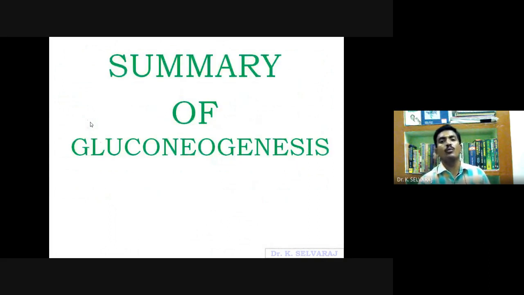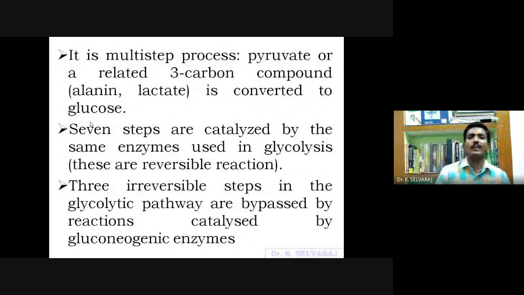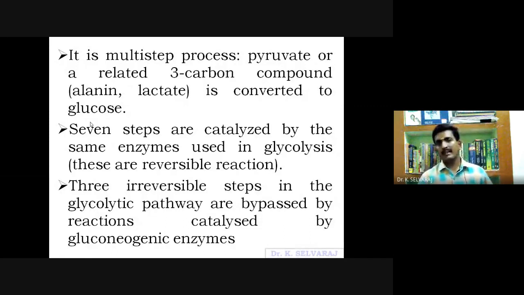Let me go over the summary of gluconeogenesis. Gluconeogenesis is a multi-step process which converts 3-carbon compounds, for example alanine or lactate, into glucose. Seven steps are the same in glycolysis and gluconeogenesis, because these seven steps are reversible reactions. The three irreversible steps are bypassed in gluconeogenesis: pyruvate to phosphoenolpyruvate, fructose 1,6-bisphosphate to fructose 6-phosphate, and glucose 6-phosphate to glucose.